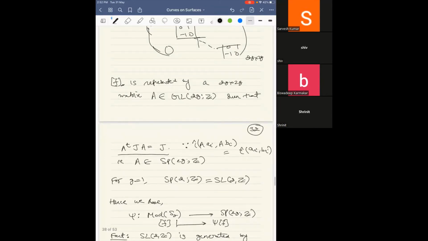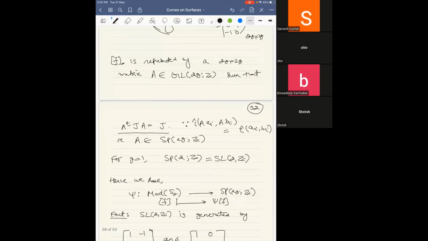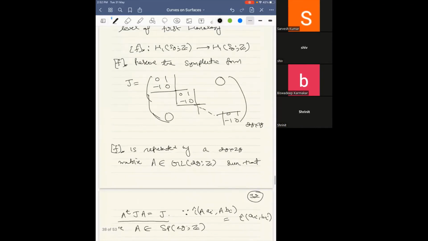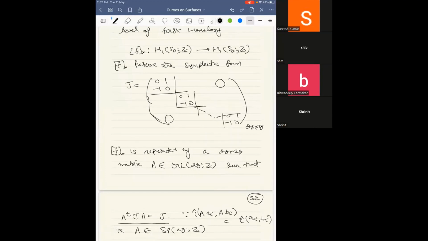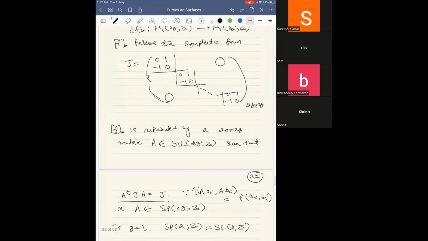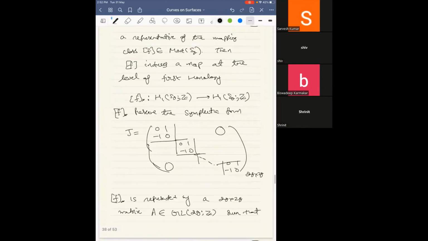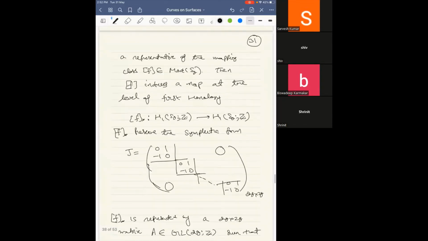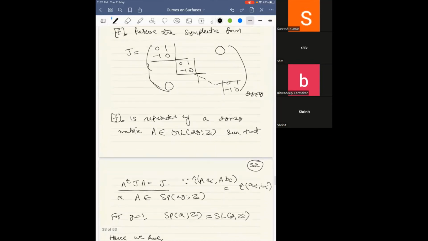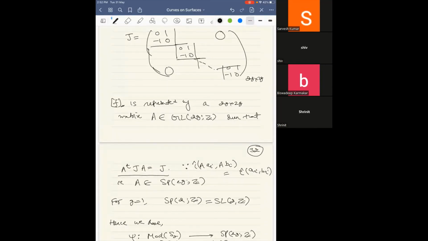And how do you get an element as a matrix? That is simple. This homology has a basis, so every element can be written as a finite integer combination of these 2g elements, A_1, B_1, and so on. You look at its action and you get another linear combination, and you can always represent this by a matrix, isn't it? This is clear, right?